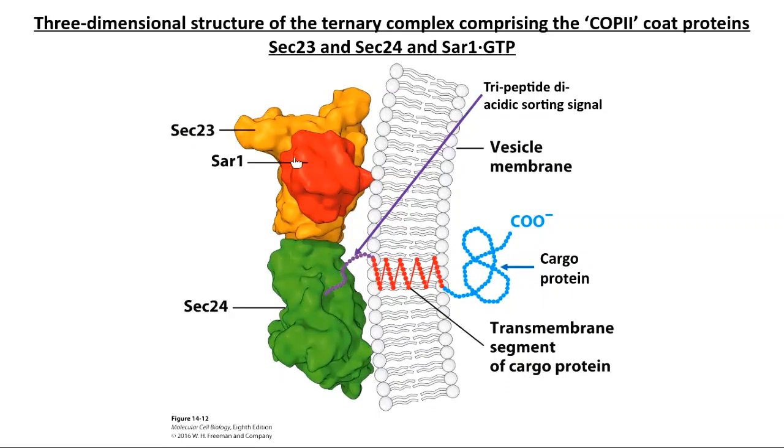So this red protein here is the SAR1-GTP, the small GTPase. This is the cytosolic side, and this is the ER membrane in this case. So you see that SAR1 obviously has a tail here, which is not shown. SAR1 recruits Sec23 and Sec24 in the first step of coat polymerization. Sec23 is nearby SAR1.